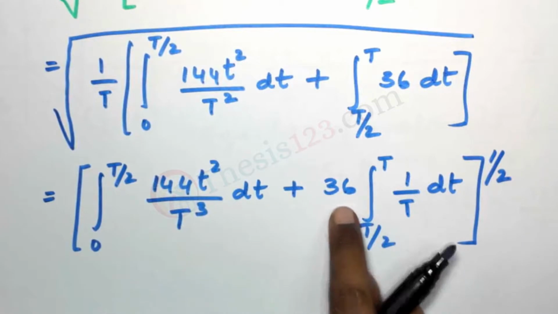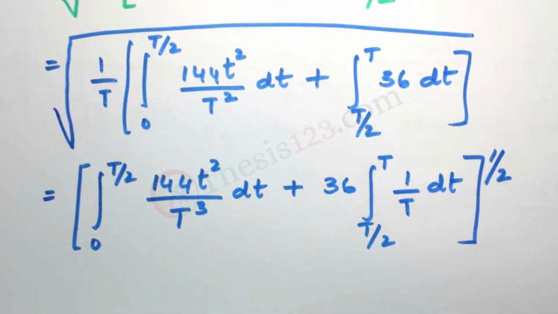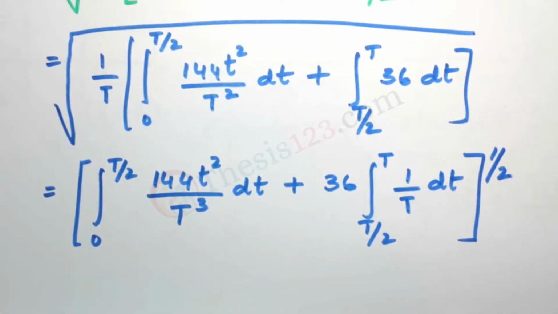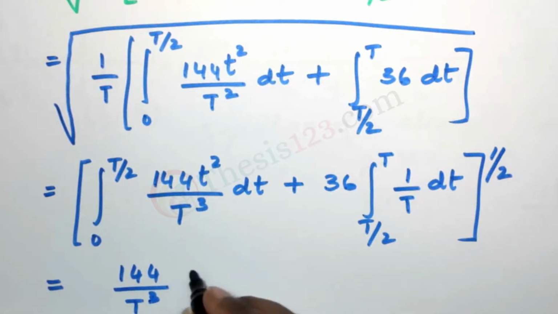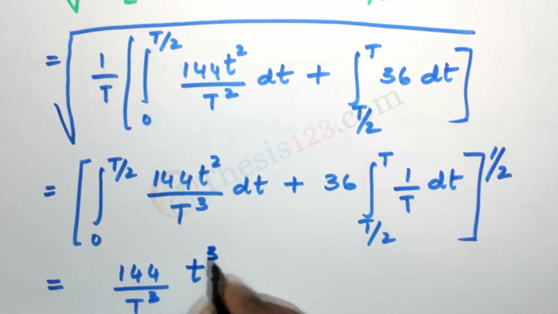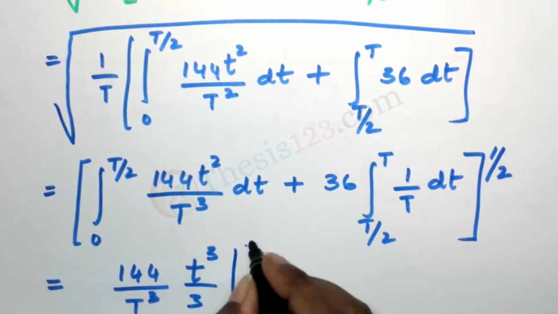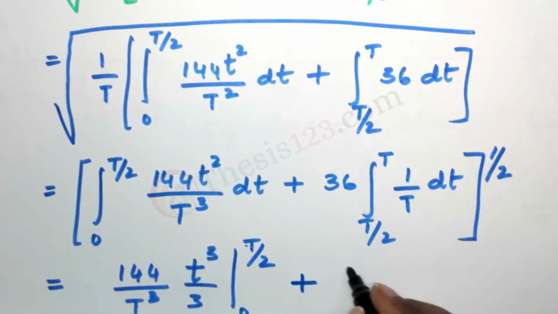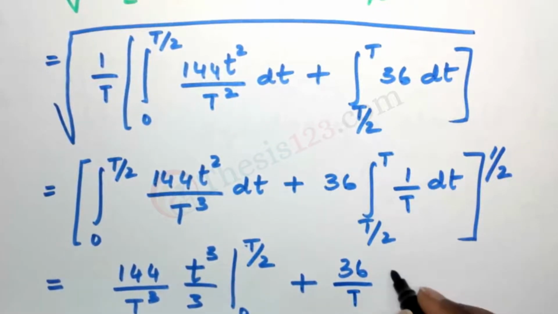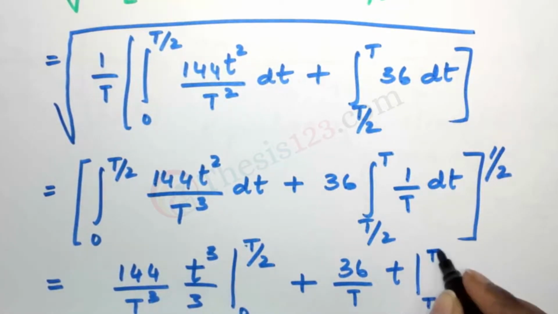Anyway, here T is also a constant. We can actually bring that out over here. Anyway, so now for the next step, let's integrate. Now when we integrate, what do we get? We will have 144 by T cube times t cubed by 3 at 0 to T by 2, plus 36 by T from T by 2 to T.